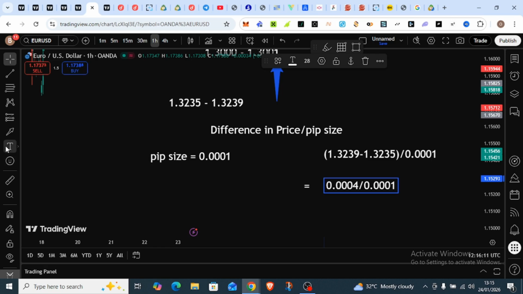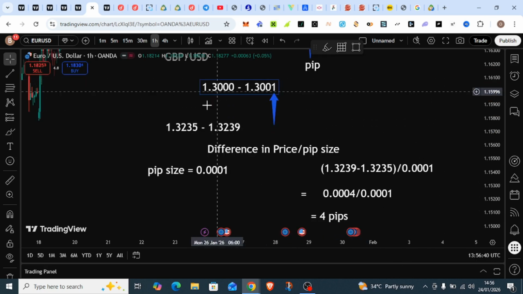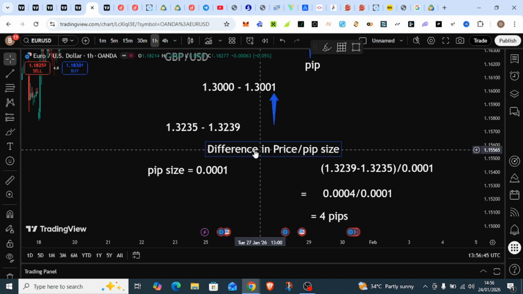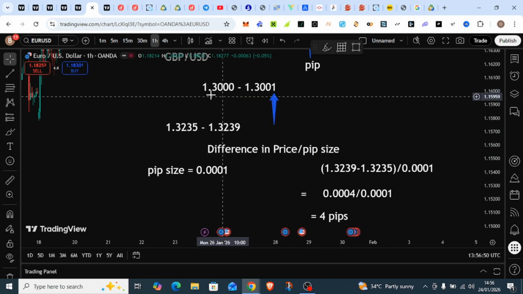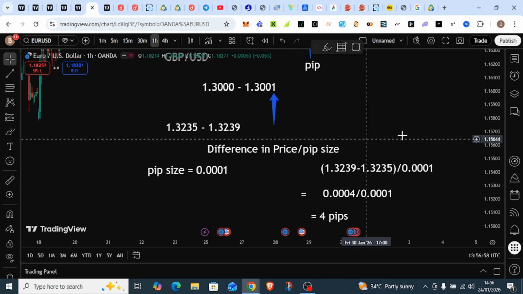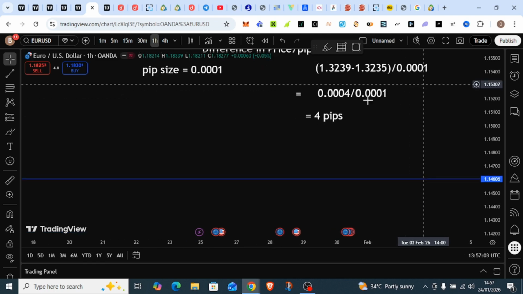Let's write it. This will be equal to 4 pips. If you also come to the first example and apply this formula, you are still going to get 1. Subtract 1.3000 from 1.3001, you are going to get 1 pip, as we stated earlier on. Now let's move to the next thing.